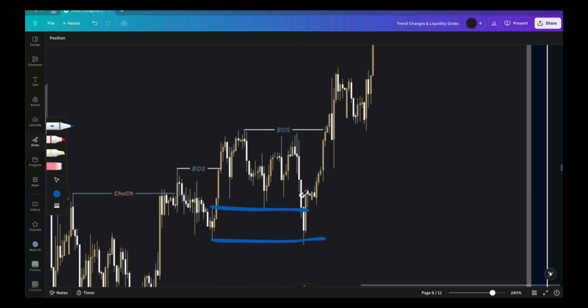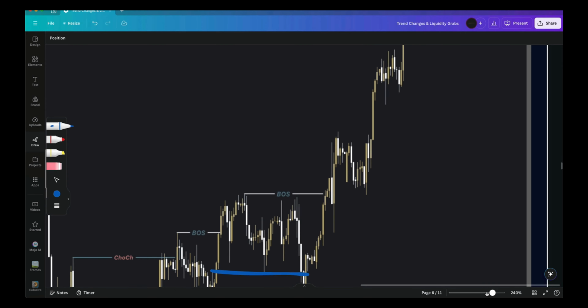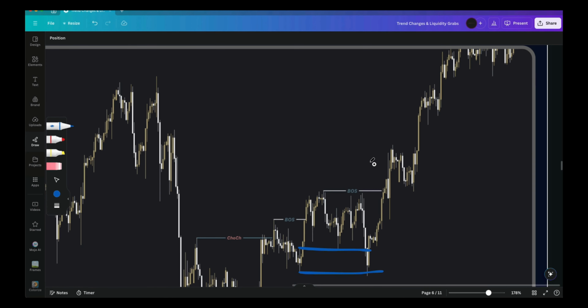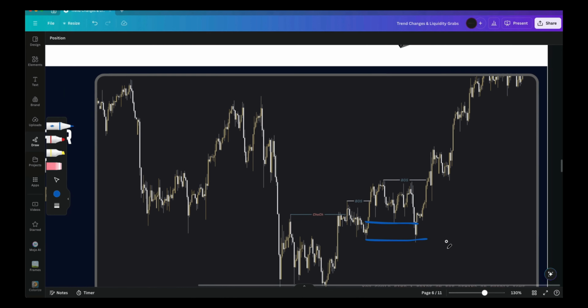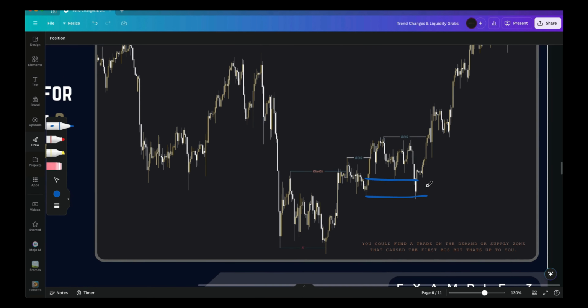You could have entered here and maybe targeted this breakup structure, or you could have gone for a fixed 2R, doesn't matter. Or if you had a specific area of liquidity that you wanted to target, it could be type 1 or type 2 liquidity, it's up to you. But the point is, that is one way that you can trade using this method. Okay, so let's move on.